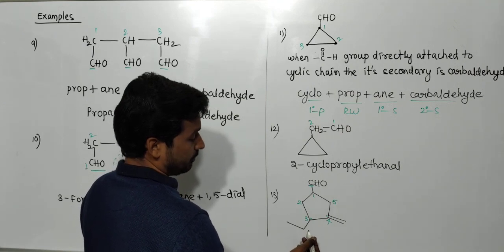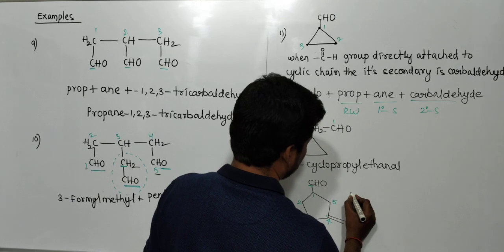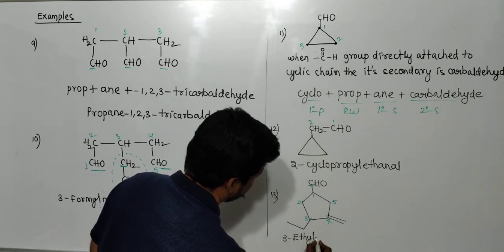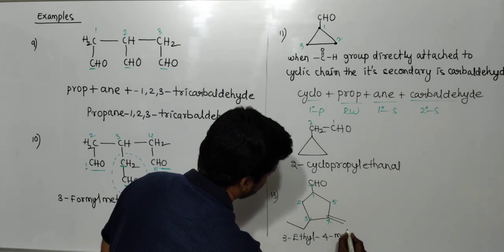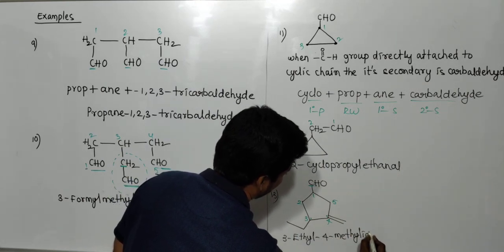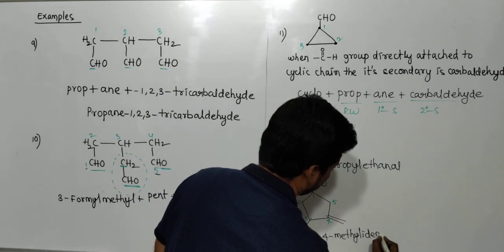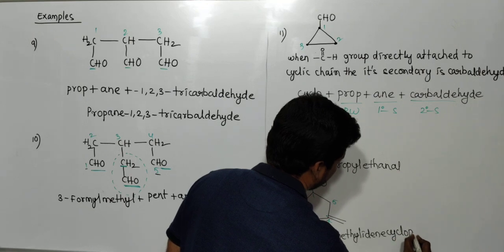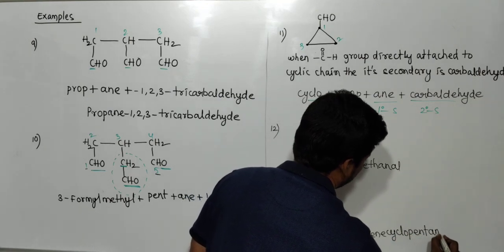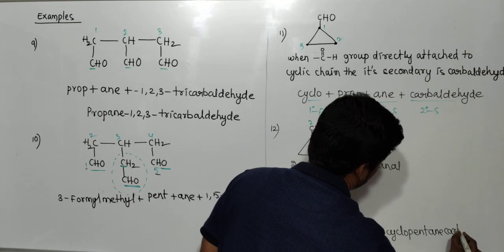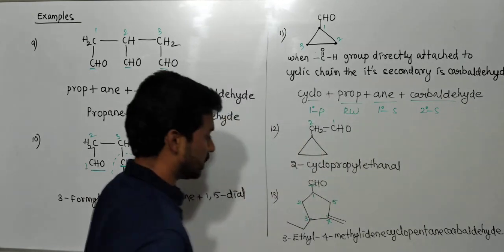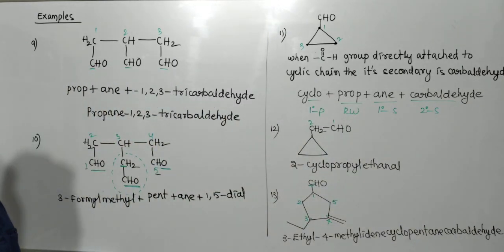First substituents name: 3-ethyl, 4-methylidine. This is what? Cyclopentane carbaldehyde. Cyclopentane carbaldehyde. This is the IUPAC name of this molecule. Okay. Next, take a screenshot. I am going to give 2 more examples.